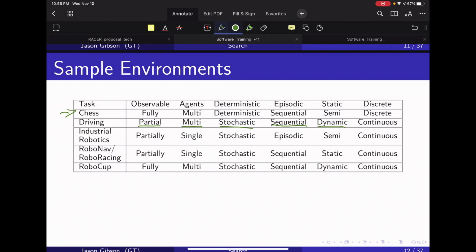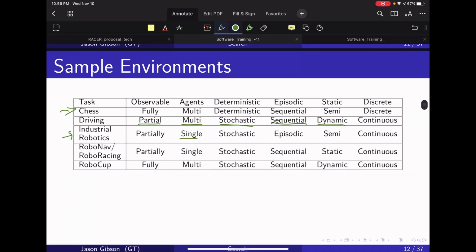We have this complete set of states that you cannot discretize that very easily. There are also things like industrial robotics, which is partially observable. It's a single agent system. It's stochastic. It's episodic. You only do this a single time. You're doing that single action. It's semi-static because things can move around you, but usually you can think of it as static. The world should be in the same location for the most part.